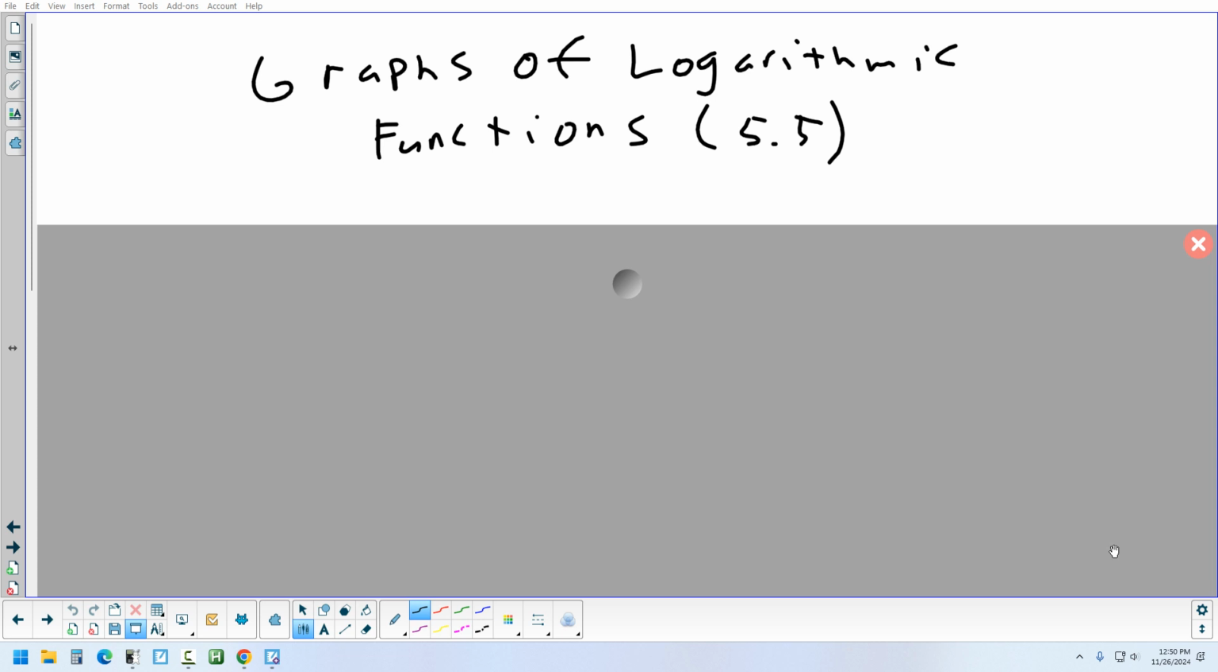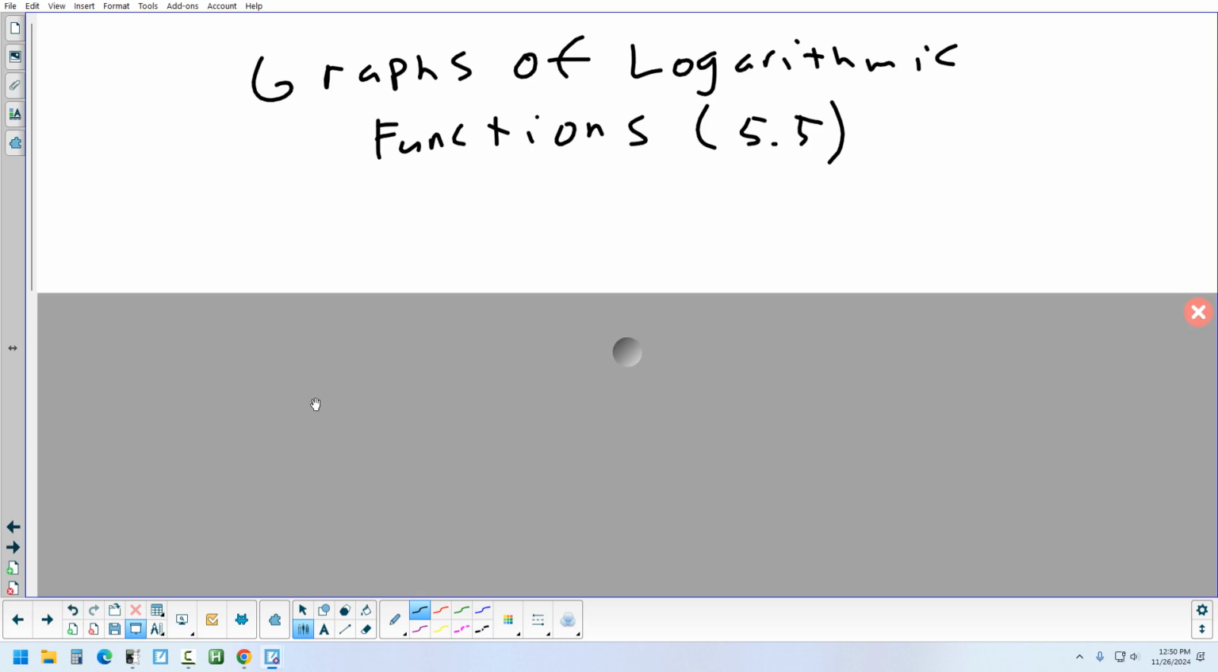So the last section we're going to look at is 5.5. It's a little bit more on logs. In this section, we're going to focus mainly on drawing. A little bit of sketching by hand, some sketching on the calculator.